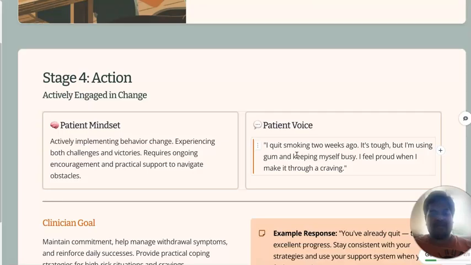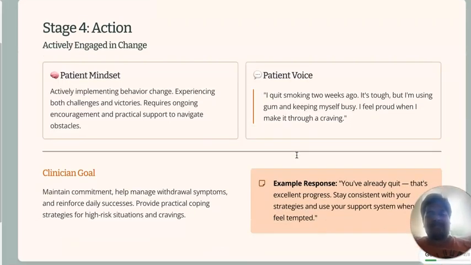And the next phase is the action phase. In this phase, the patient will have already started quitting smoking. He hasn't been smoking recently, and the patient's mindset will be like he is experiencing both challenges as well as victories. So since he quit smoking recently, let's say 2 weeks ago, he has something to say, like, okay, yes, I'm feeling victory, and at the same time it's so difficult for me sometimes. So he has been experiencing both challenges and victories in this action phase.